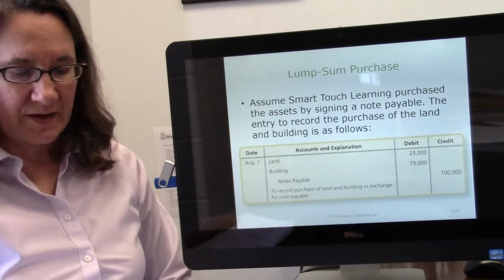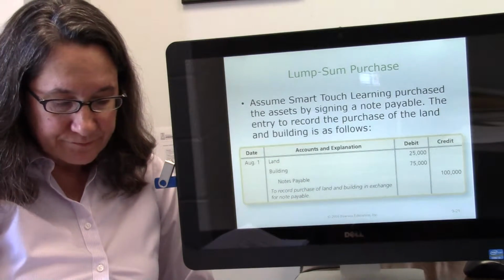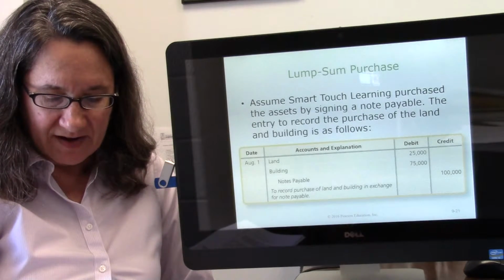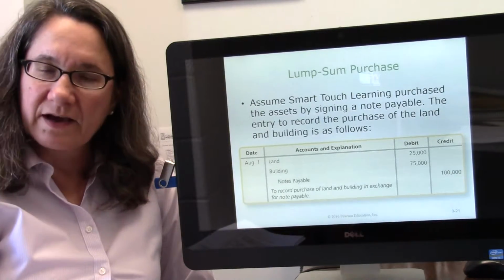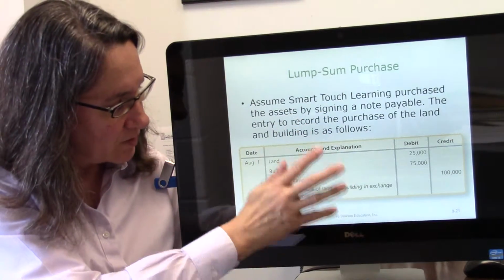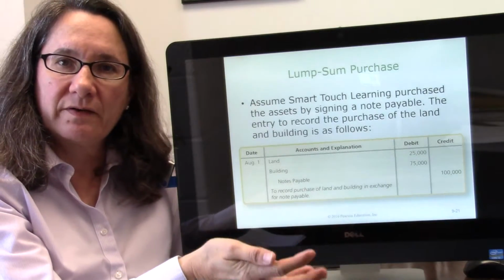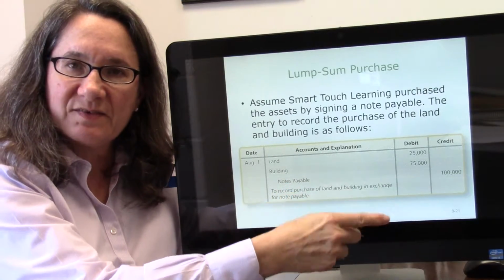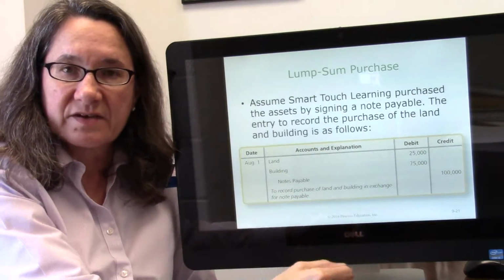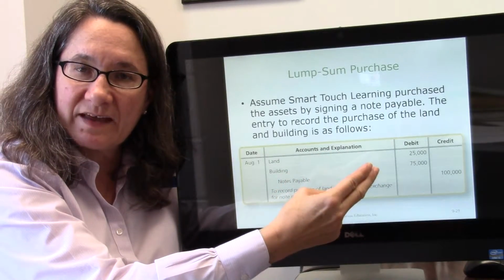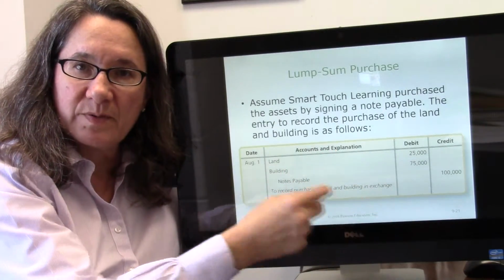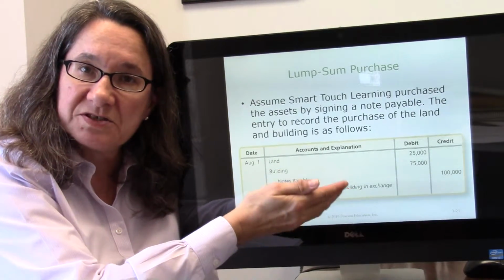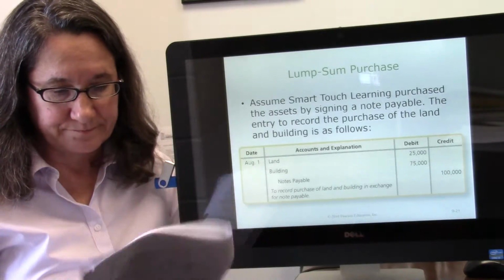So here's what that would look like. The journal entry will include a debit of $25,000 to land, a debit of $75,000 to building, and a credit of $100,000 to notes payable. Because we know we only paid $100,000, we borrowed the money to do it, so we've got a note payable of $100,000. We apply our 25/75 ratio to the $100,000, and we end up with land on the books for $25,000 and the building on the books for $75,000. So when we go to depreciate that building, we're depreciating it based on $75,000.